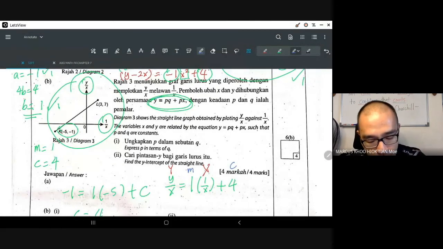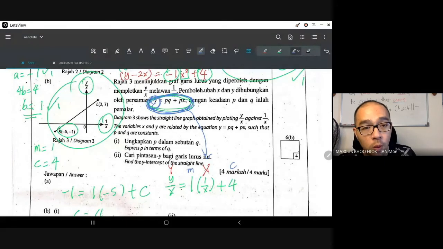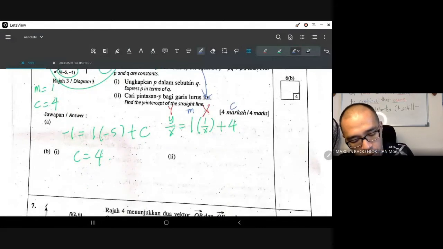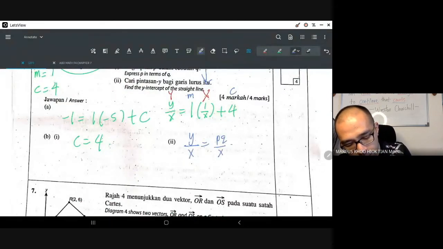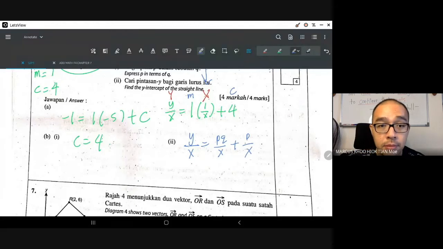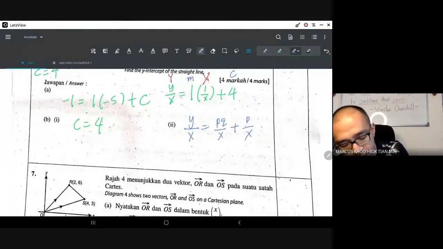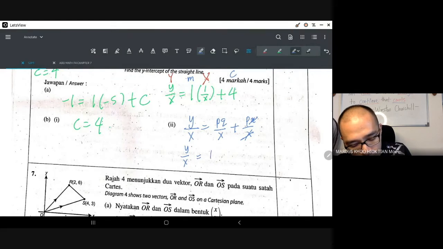Now we look back at the original equation. How do we change this into this? Obviously we look at the y. The y becomes y over x, so we divide everything by x. So y over x equals to pq over x plus px over x. So this will cancel, this will remain. So what you're going to get is y over x equals to pq times 1 over x plus p.